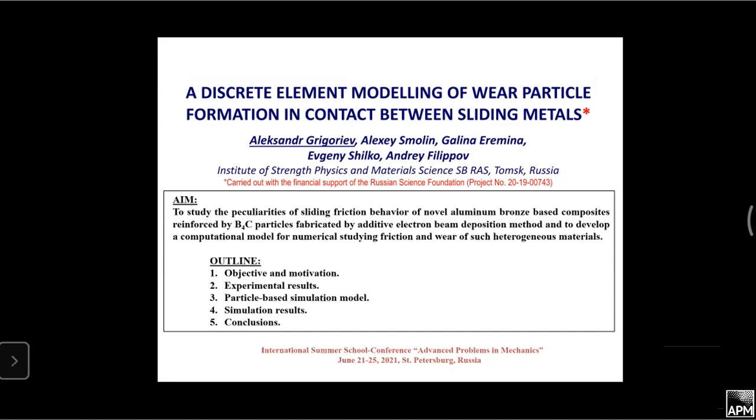So this composite has outstanding anti-friction properties. In particular, it has a low value of coefficient of friction, and it possesses high wear resistance too. So my aim in this work was to study the peculiarities of sliding friction behavior of this material and to develop a computational model for numerical simulation of materials of such type.